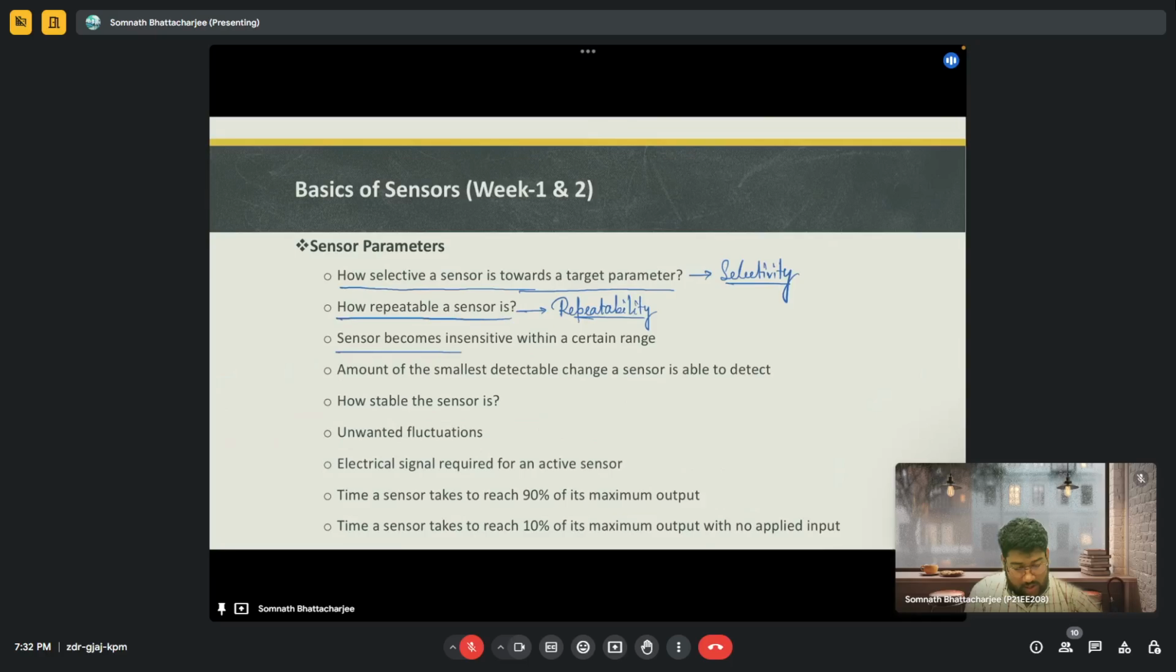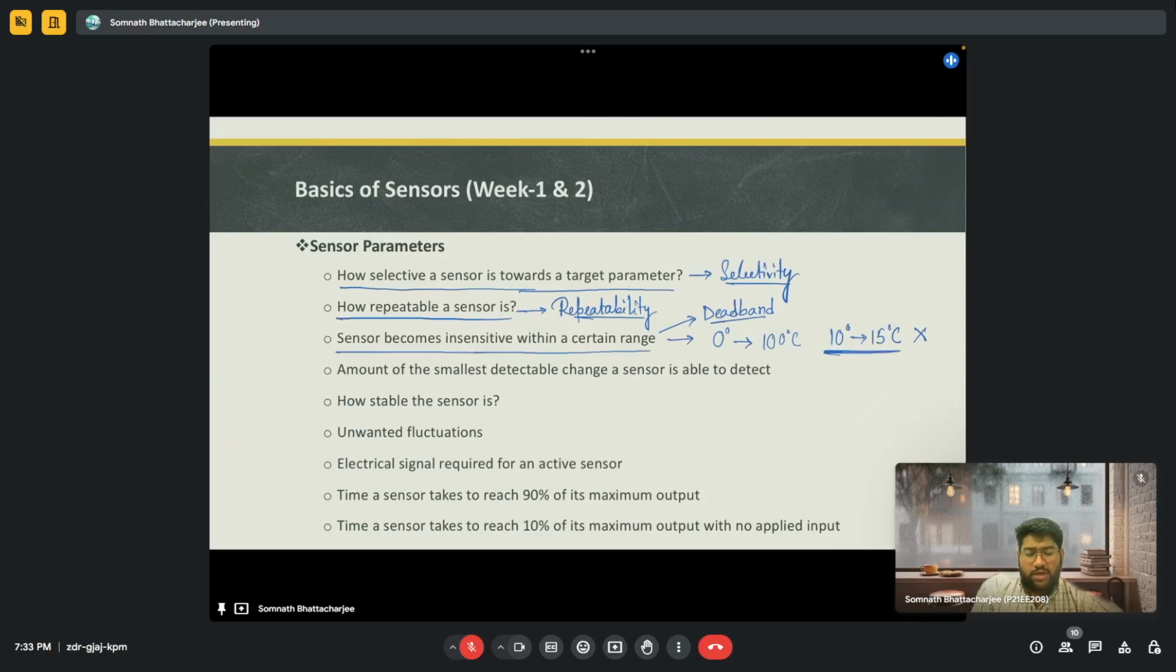Sensors become insensitive within a certain range. If the sensor is working, let's say, from 0 degree to 100 degree, but from about 10 degree to 15 degree the sensor is not changing its output, it can happen for several sensors. This is called the dead band. So within your working region, there may be certain ranges where your sensor doesn't work at all. This is called a dead band. Ideally, you should avoid a sensor with a dead band.